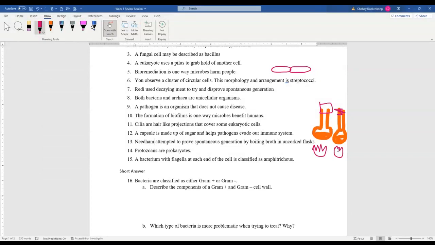Does that make sense? So Spallanzani was against spontaneous generation, and his entire goal was to poke holes in Needham's experiment because it was flawed. So far, Redi and Spallanzani are anti-spontaneous generation. Needham is pro-spontaneous generation. And who's the scientist that shut down spontaneous generation for good?